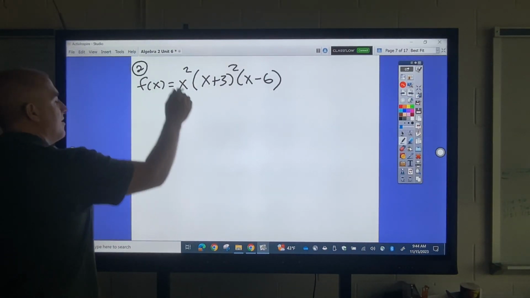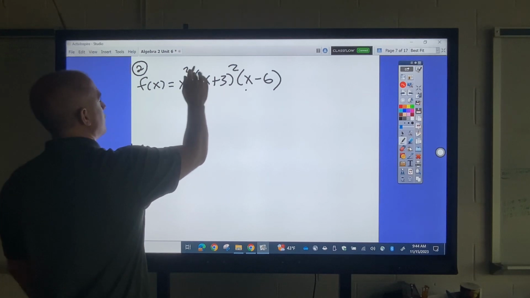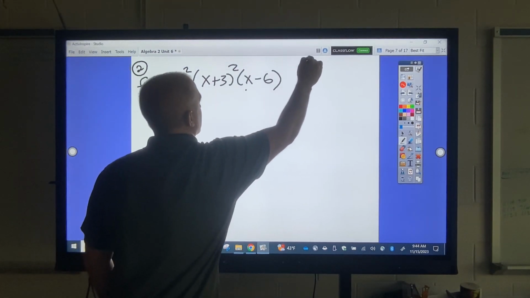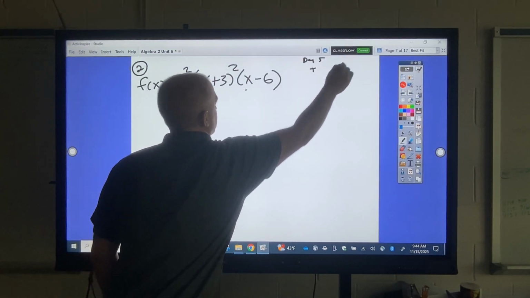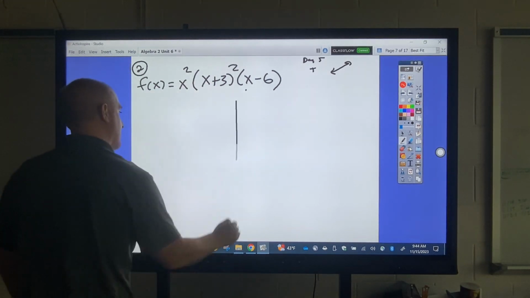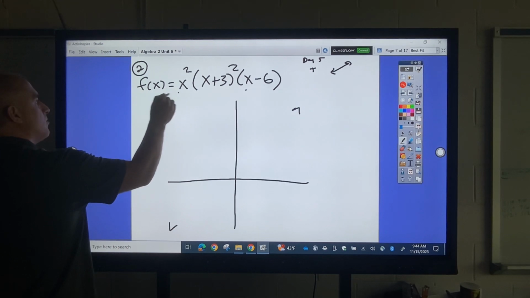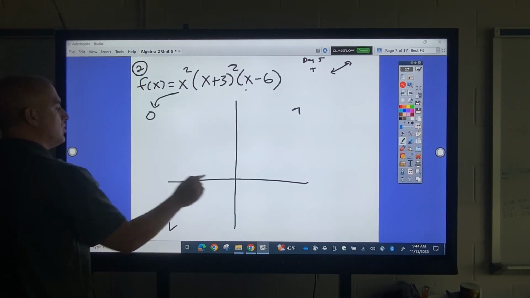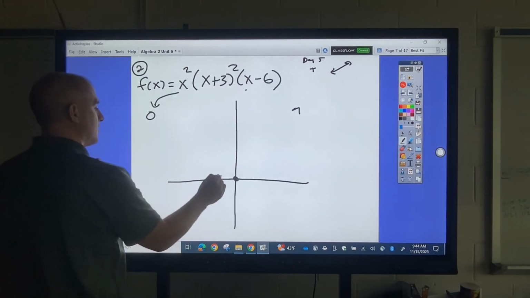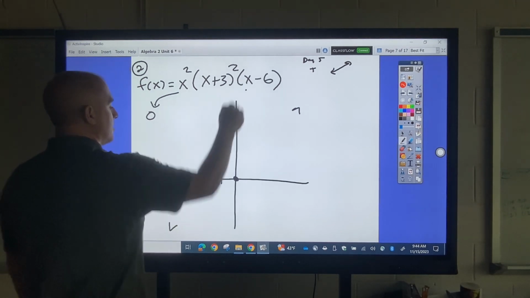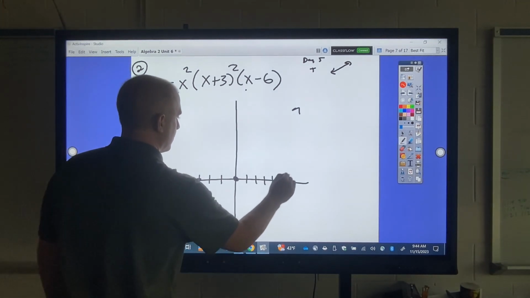Okay? Now this one, all right? This is 2, 4, 5. I got degree 5, and it's positive. So what's that going to be? It's going to be that. So I'm going to go ahead and put an arrow here and an arrow here. What is this one? Well, this one's just going to be a solution at 0. This is a solution at -3. This is a solution at 6.